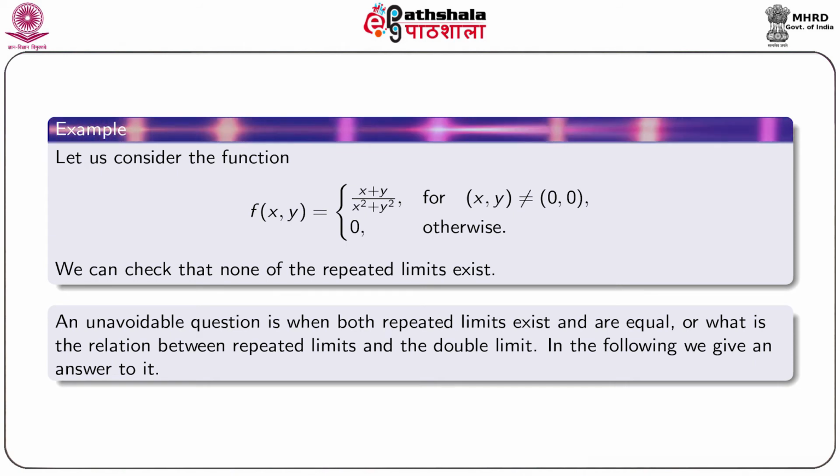We give another example. We consider the function f(x, y) defined by (x plus y) by (x square plus y square), where (x, y) is different from origin and at origin the value of the function is 0. We can check that none of the repeated limits exist. So, a question that naturally arises is as follows: when both the repeated limits exist, and if they exist when they are equal, or what is the relation between the repeated limits and the double limit? In the following, we give an answer to this question.